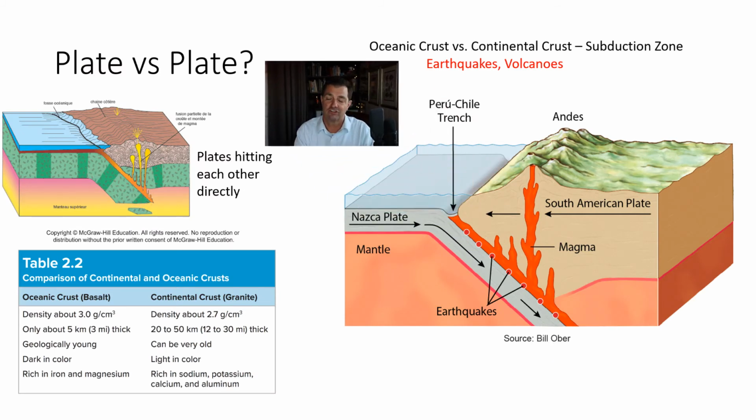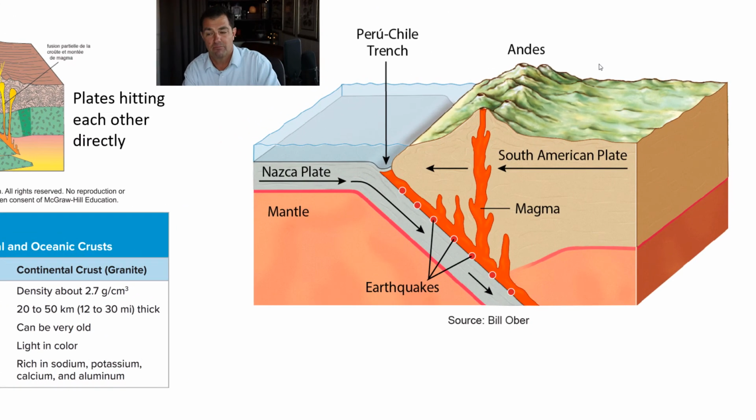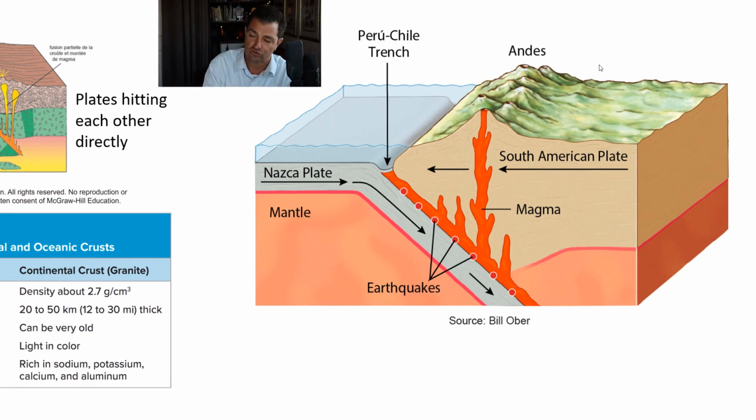Well, they do different things. If you have an oceanic plate and it hits a continental plate, then it's real simple. The oceanic crust plate is denser, and so it will always go under the continental crust, resulting in what we call a subduction zone. Along the coast of South America, the Andes Mountains, we have an example where the Nazca plate is hitting the South American plate, and it forms what we call the Peru-Chile Trench.